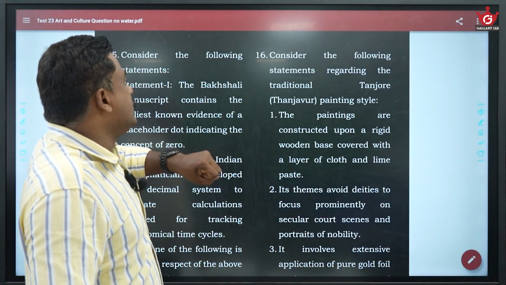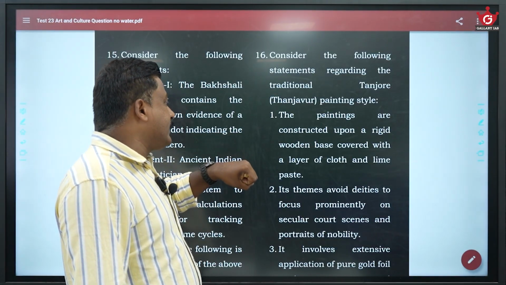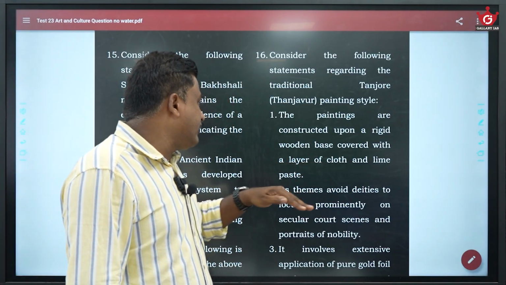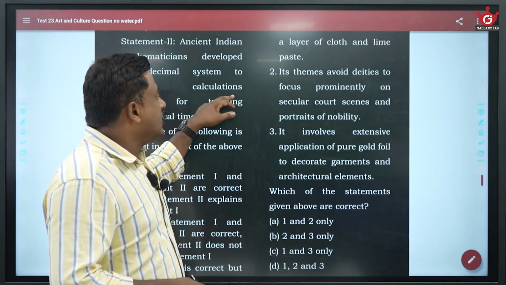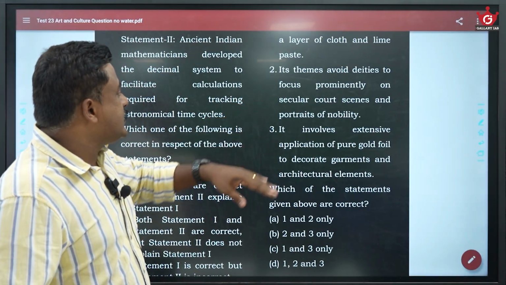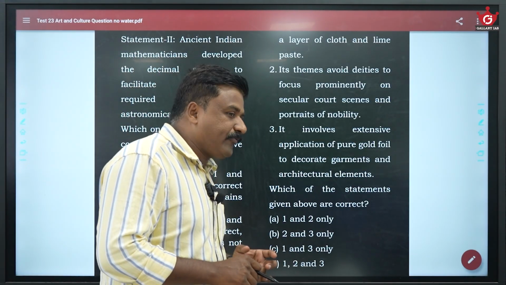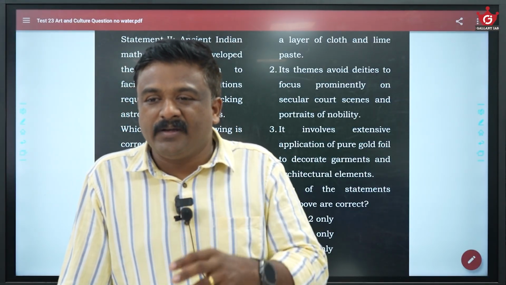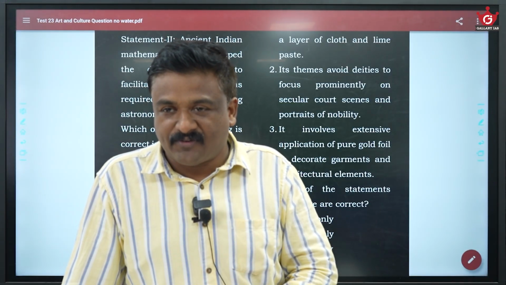Question number 16. Consider the following statements regarding the traditional Tanjavur painting style. The paintings are constructed upon a rigid wooden base covered with a layer of cloth and lime plaster, which is absolutely correct. Its themes avoid deities to focus prominently on secular court scenes and portraits of nobility. See, there is a trap word, avoid. Actually, no paintings purposefully avoid the deities and these mythological figures.